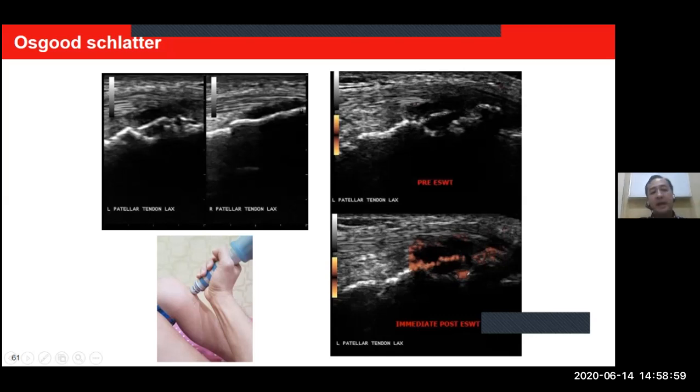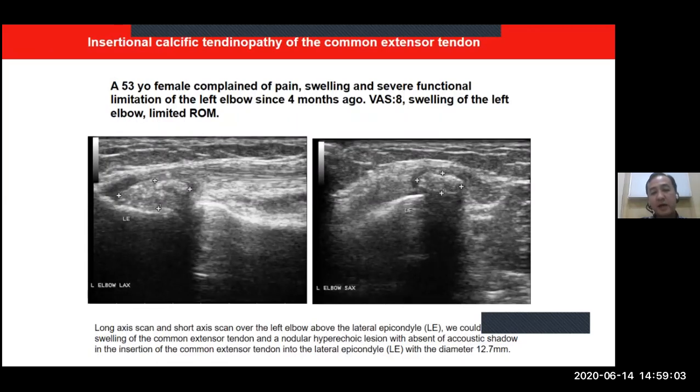And this is another example of how musculoskeletal ultrasound is very important before performing shockwave. This is a 53 years old female complaining of pain, swelling, and severe functional limitation of the elbow since 4 months ago, with a VAS of 8, swelling of the left elbow and limited trauma. From the physical examination, we cannot see there is calcification. There is a big calcification here.